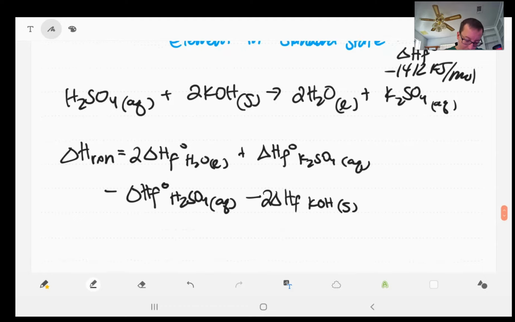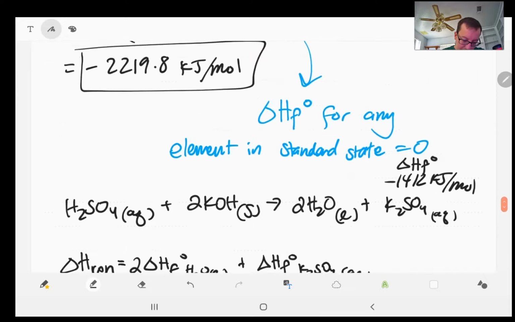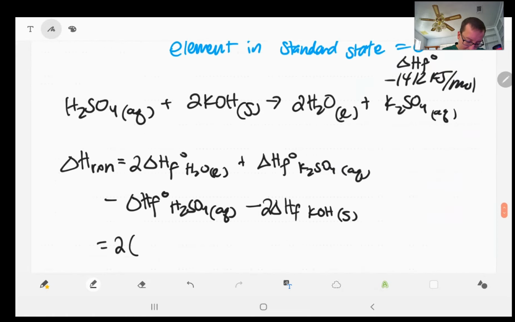So, cool. Let's look these numbers up. So 2 times for water, we've done this 15 times. We have the number here, 285.8.